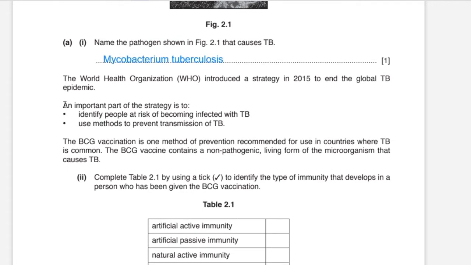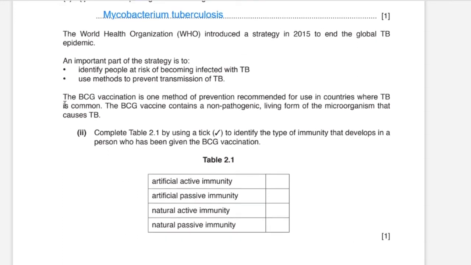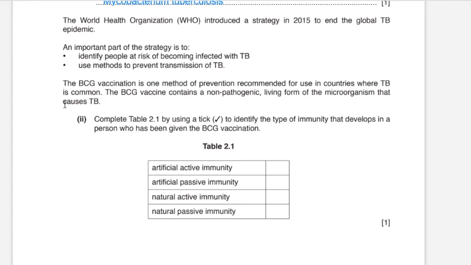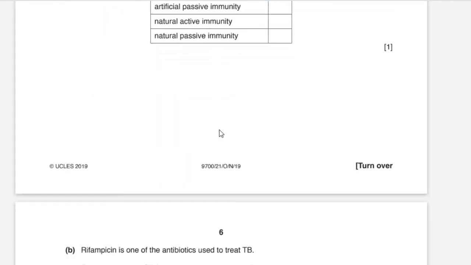An important part of the strategy is to identify people at risk of becoming infected with TB and using methods to prevent transmission of TB. The BCG vaccine is one method of prevention recommended for use in countries where TB is common. The BCG vaccine contains a non-pathogenic living form of the microorganism that causes TB. 2. Complete table 2.1 by using a tick to identify the type of immunity that develops in a person who has been given the BCG vaccine. So a vaccine provides artificial active immunity.